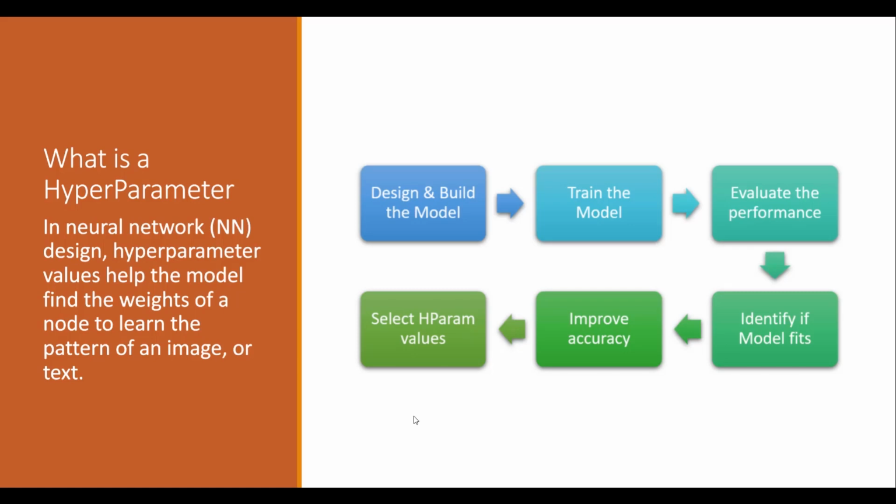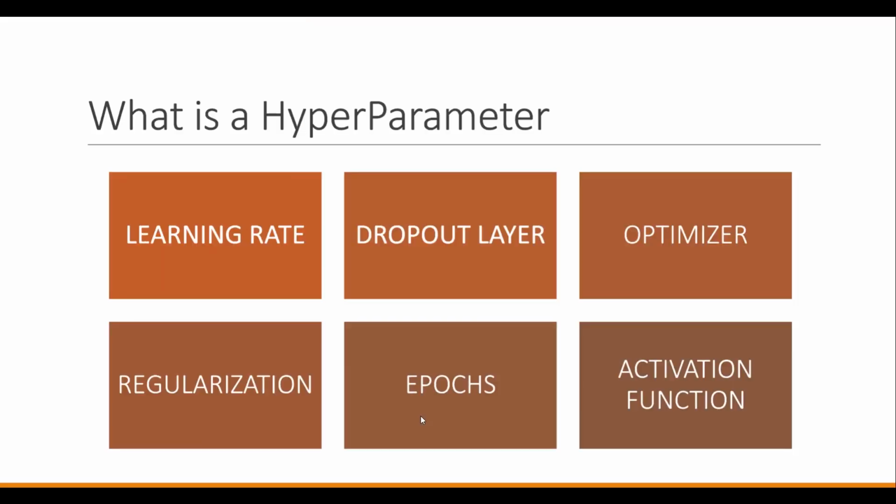So, first we will build a model. After that, we will train the model and then we will evaluate it by using model.fit, improve the accuracy, and then select the HParam values. You can tune values for the following parameters: the number of units or nodes in the dense layer. The second one is the learning rate.